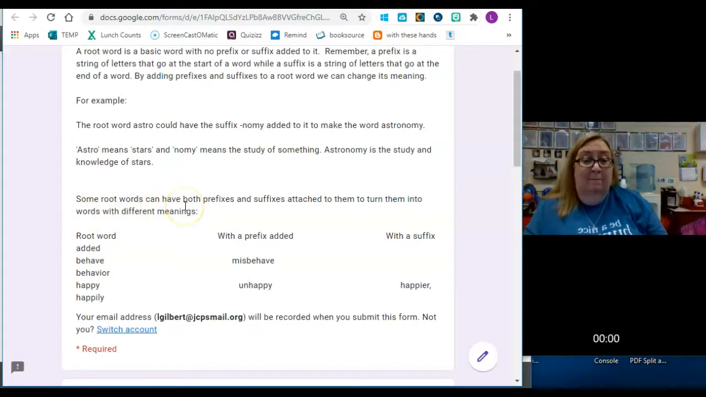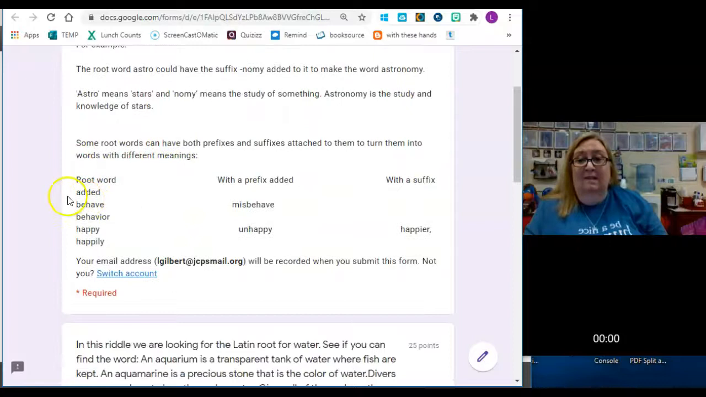Some root words can have both prefixes and suffixes attached to them, and it turns them into words with completely different meanings. So let's look at this root word, behave. If I have a prefix, then I might have misbehave.